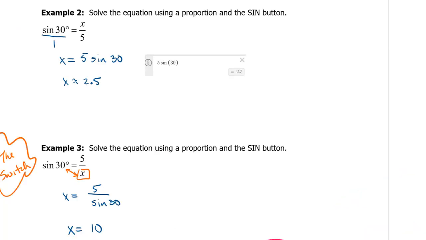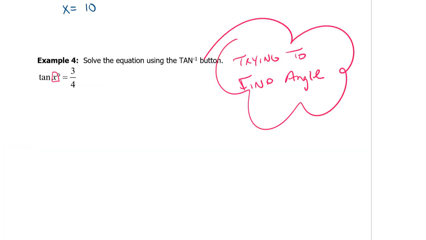So that is it on these first couple of examples here. Notice where the variables are. Again, they're in the fraction, they're not for the angle. So when you're trying to find a value of x that represents a side length of a triangle, maybe it's an opposite, maybe it's adjacent, maybe it's hypotenuse, you're going to use this type of format as you go through and solve it. Now the next example is one where we're going to try to find the angle.